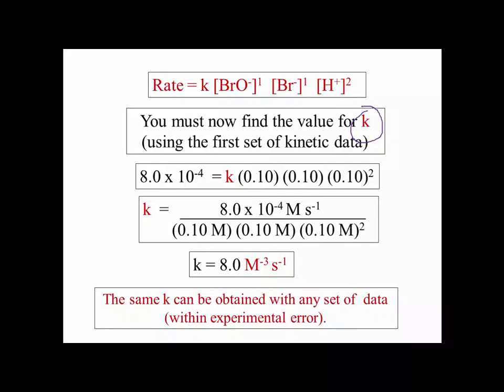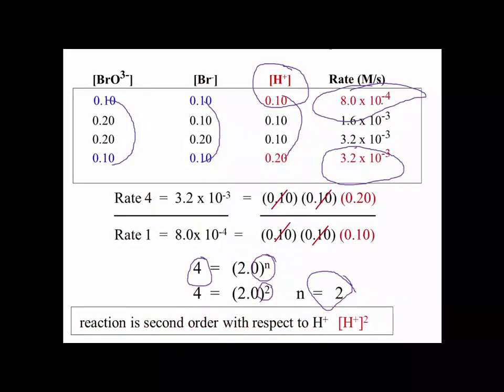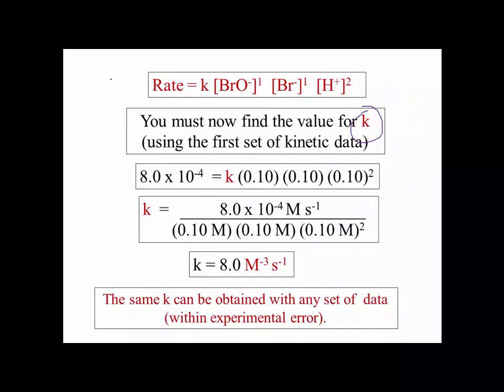Now they're going to want you to find K. So you go back to your first set of data. That's typically what we use unless they ask you to use another experiment. So read carefully. So take your first set of data with those molarities and that rate and put them in. So if rate is equal to K times your concentrations raised to their power, then manipulating for K gives you this. And your K can usually be found with any set of data as long as you realize there may be some experimental error.